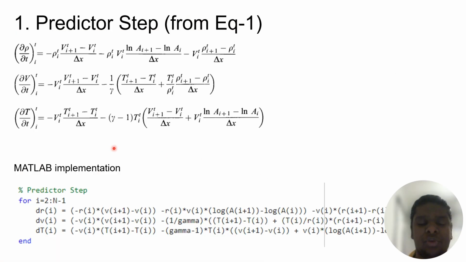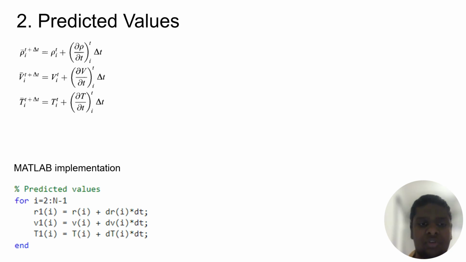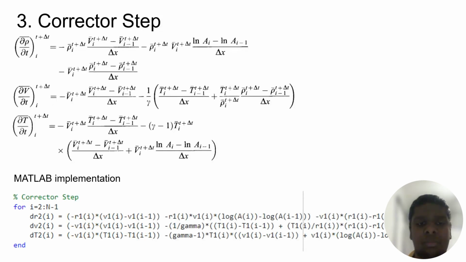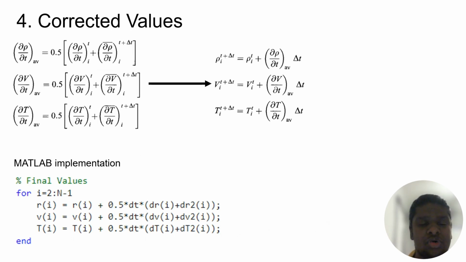So for the predictor step, we use the equations we got from equation set 1 and find the gradients of density, velocity, and temperature by applying a forward difference to the equations. And using these gradients obtained in step 1, we find predicted values for the three variables. And using the predicted values, we now apply a backward difference to the equations we got in equation set 1, and we find yet another gradient. So using the two gradients we have obtained in the corrector and the predictor step, we find the average gradient of the backward and forward differences, and we find the value of the variables at the next time step by using this average gradient.